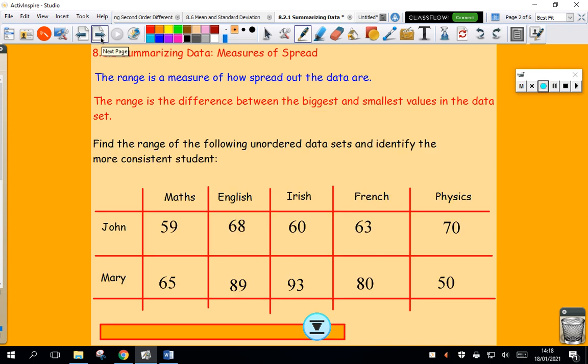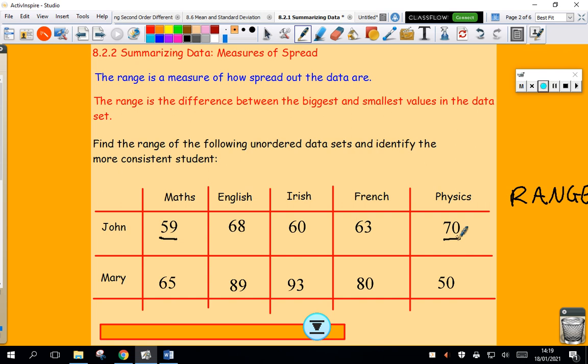Find the range of the following unordered data sets and identify the more consistent student. Again, that word consistent, we're not talking about the better student, but the person who scores most consistently in and around the same value. So if I look at John and Mary's scores, John 59, 68, 60, 63, 70, you can see John's lowest score in maths, 59. What a disgrace. And highest score there is 70.